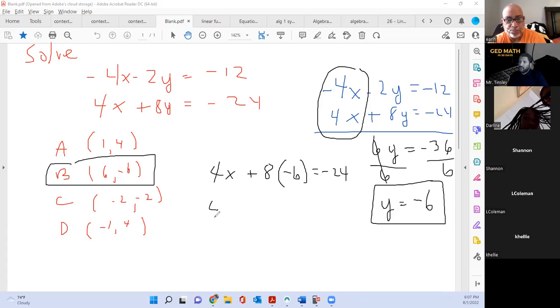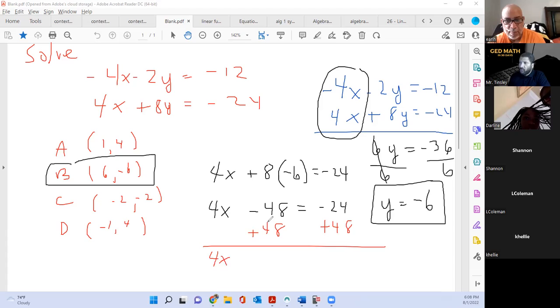Okay, so then we're going to simplify: 4x minus 48 equals negative 24. This is a simple two-step algebraic equation. So if we have 4x minus 48 equals negative 24, what term do we want to get rid of first? The negative 48. What's the opposite of negative 48? Addition, 48. So we're going to add 48 to both sides. We're going to combine the equations. We get 4x. The 48's cancel. We bring down our equal. 48 minus 24 is 24.